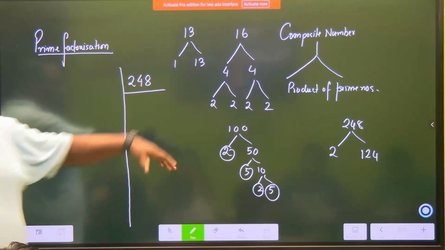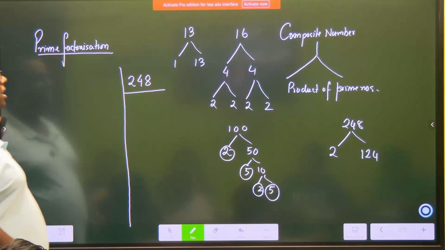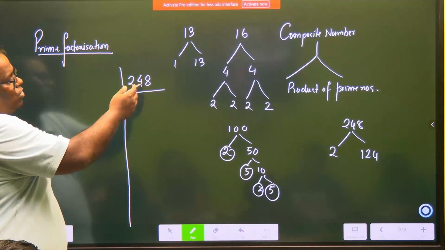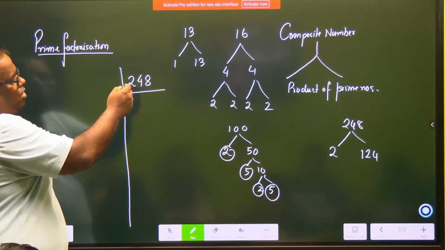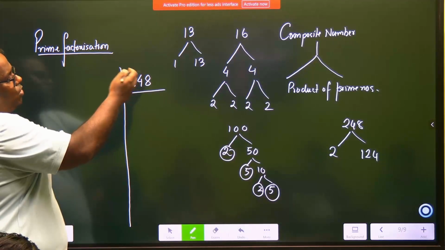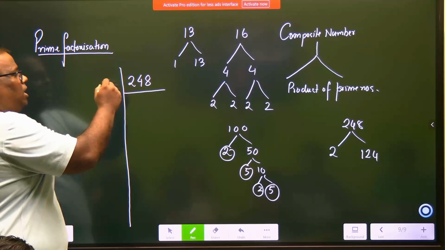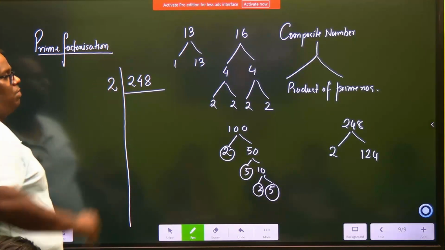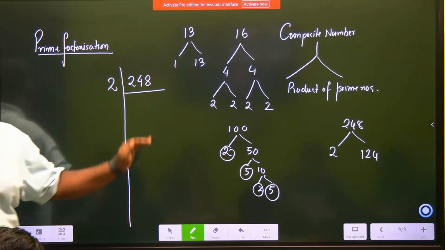Okay, this number could have also gone with a 4, or so how much? 4 plus 2 is 6, 6 plus 8 is 14, so this doesn't go by 3. Sometimes it could have gone by divisible by 3 also, but we will first go with the smallest prime number. These prime numbers are to be tested in the ascending order.